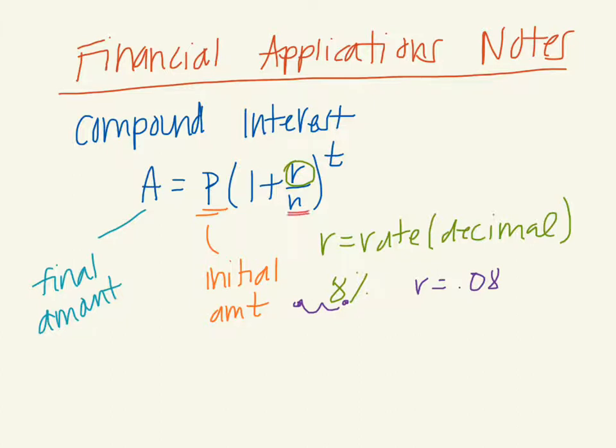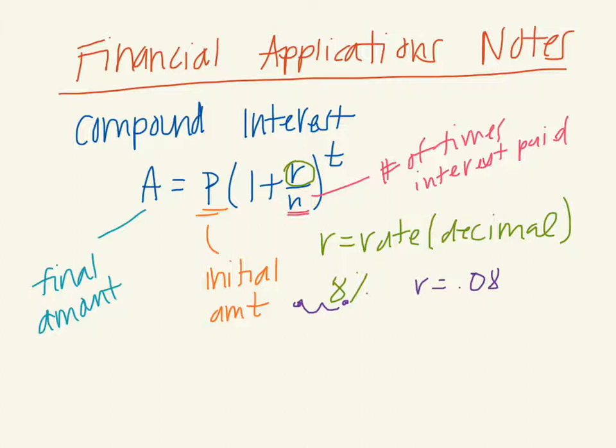The N is going to be the number of times the interest is paid, or in other words, the number of times the interest is compounded. What that means is if you have an account that compounds monthly, then at the end of every month, whatever interest you have earned gets added back into your total amount, and then you start earning interest not only on the initial investment, but also on the interest you've gotten.